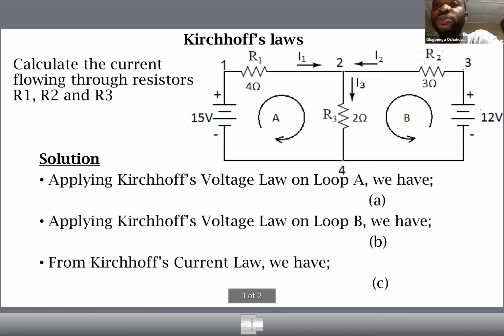Welcome to this video, which is designed to give an introduction to Kirchoff's laws, the application of Kirchoff's law to electric circuits.